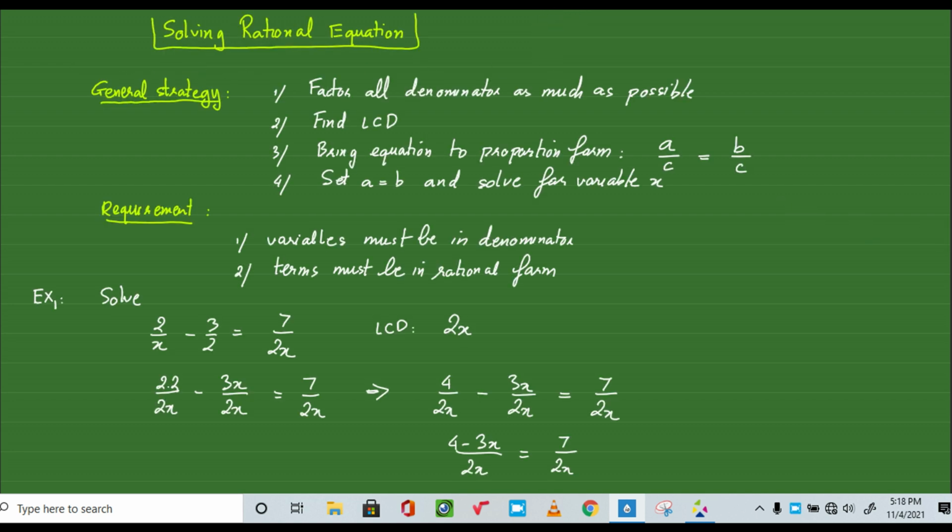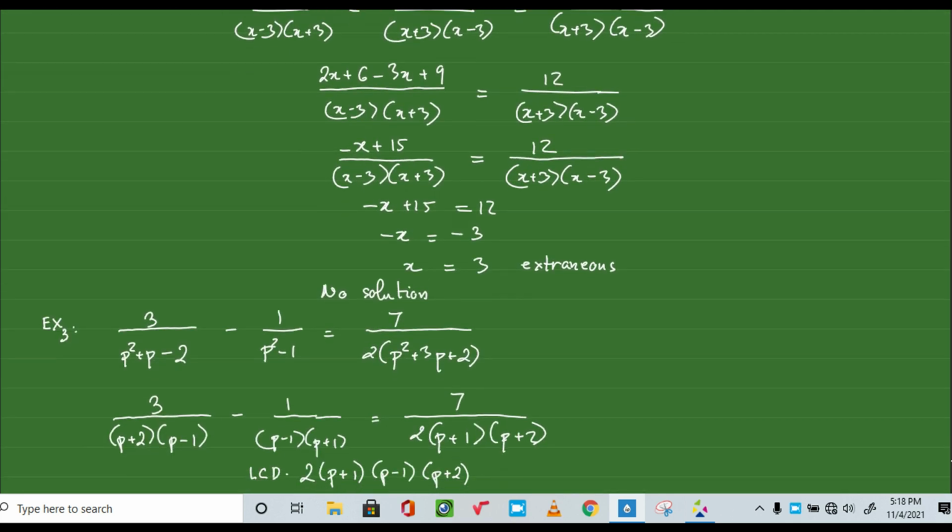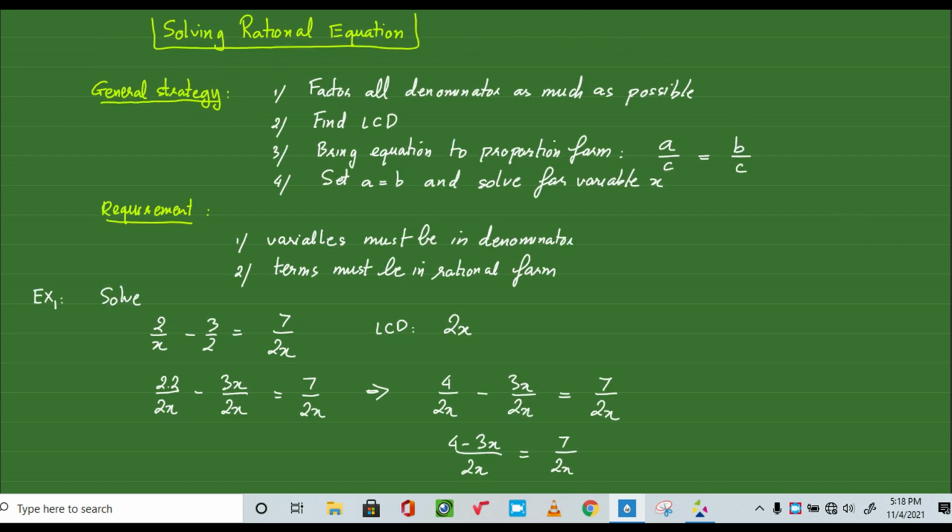Okay, so let's see. I have to multiply on the top and the bottom by 2p plus 1. So we're going to have 3 times (p plus 1). Okay, so we have 3p plus 1, 2p plus 1, p minus 1, and p plus 2. Alright, now let's go back.